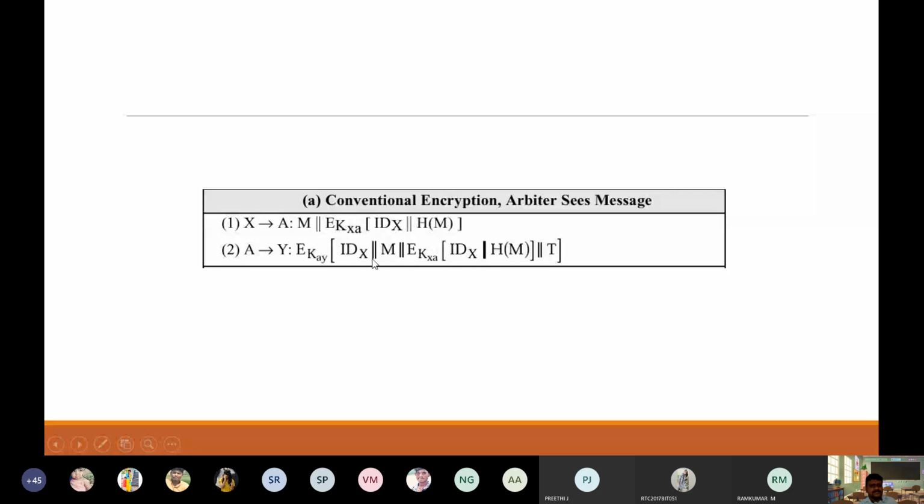The whole message will be encrypted by using some key, that is E of K. What is this T? That is the time of that particular slot. So this is conventional encryption. Clear? Are you clear with this? Any doubt in that?